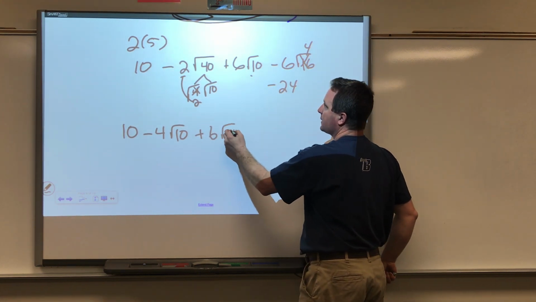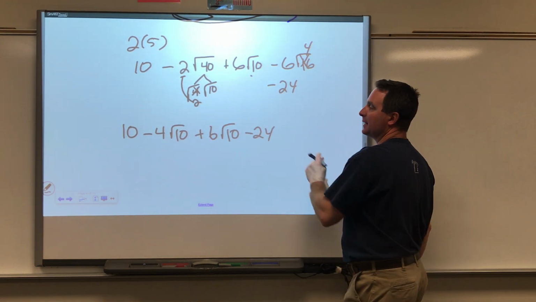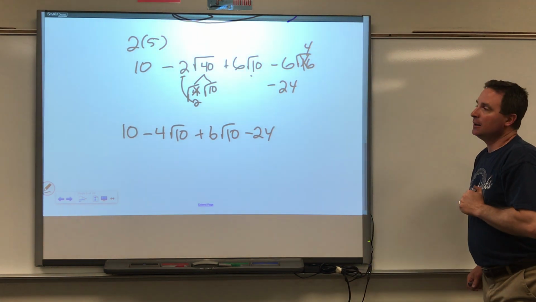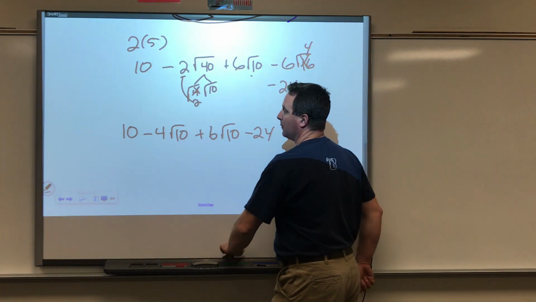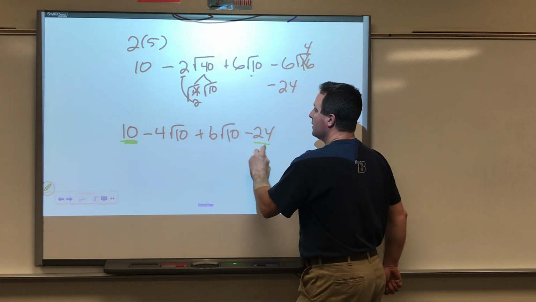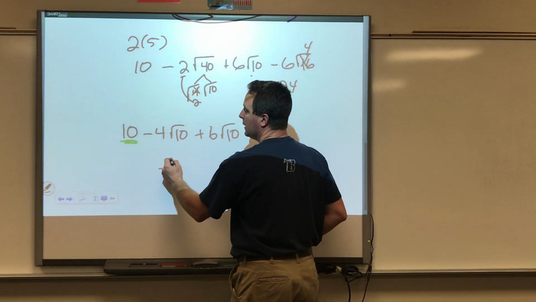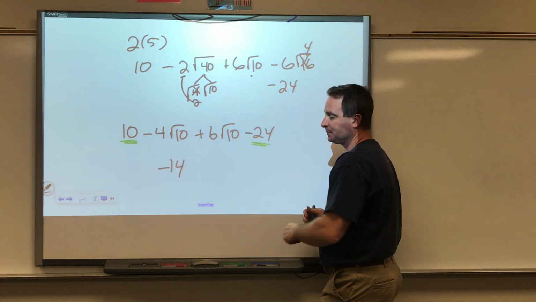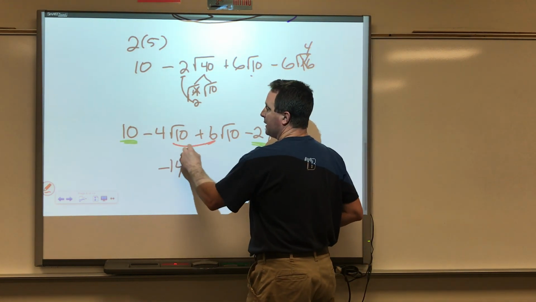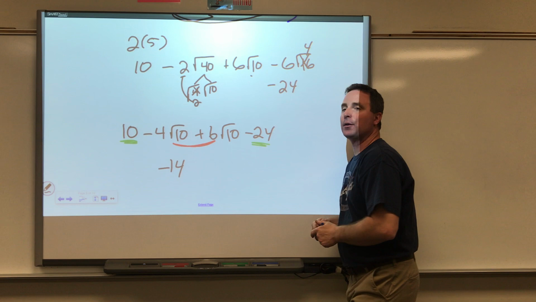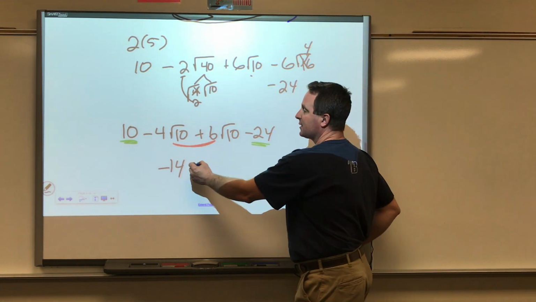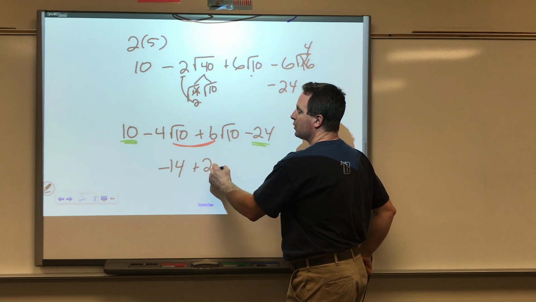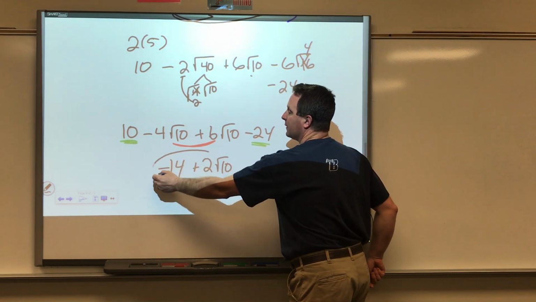Plus 6 square roots of 10 minus 24. Okay, so a couple of places the radical disappeared altogether, and I think we have some like terms. I have 10 minus 24 is negative 14. And then these two guys are like terms also. They're both square roots of 10. Negative 4 plus 6 is 2 square roots of 10.